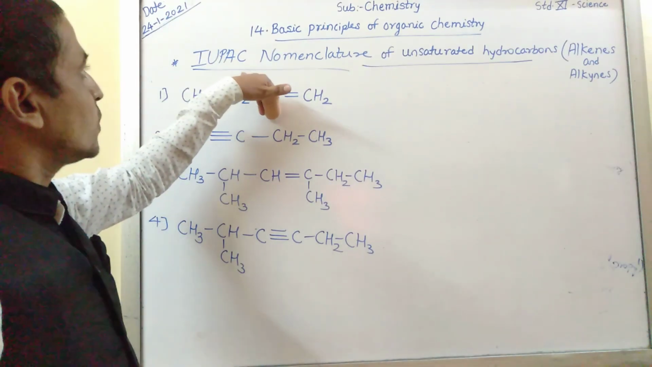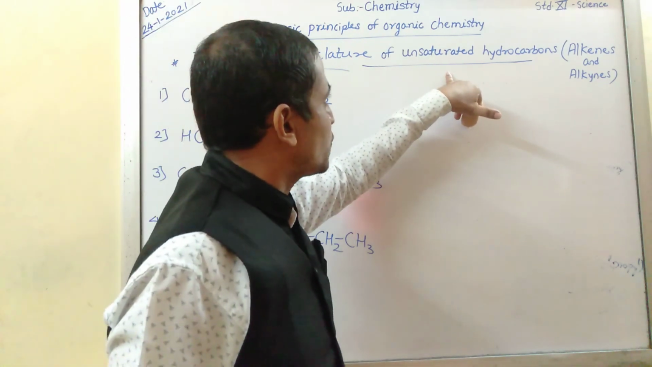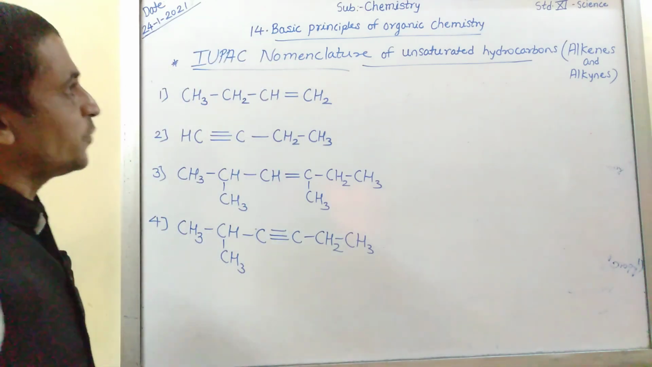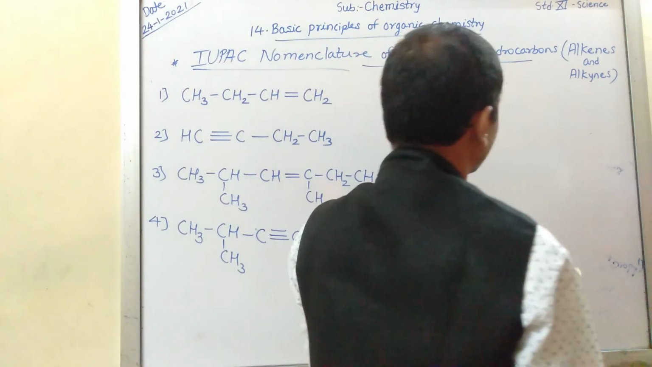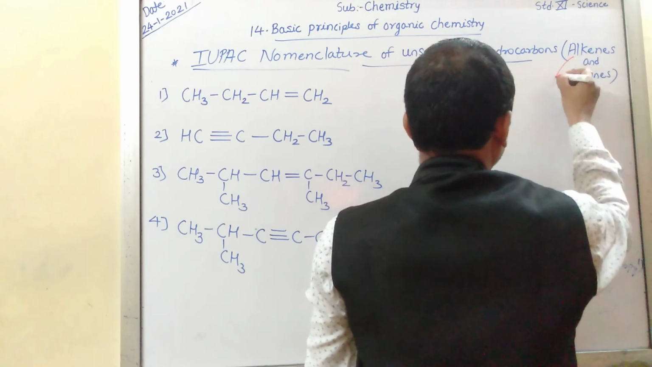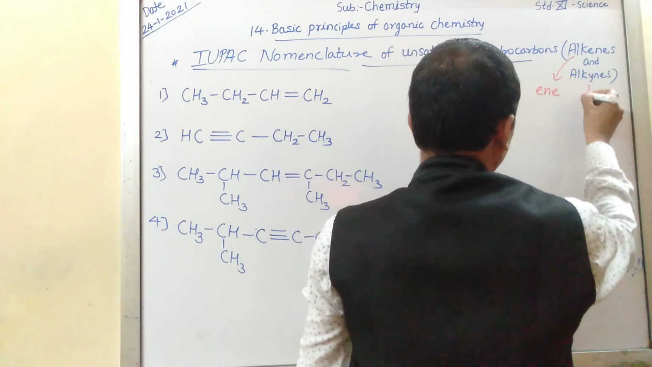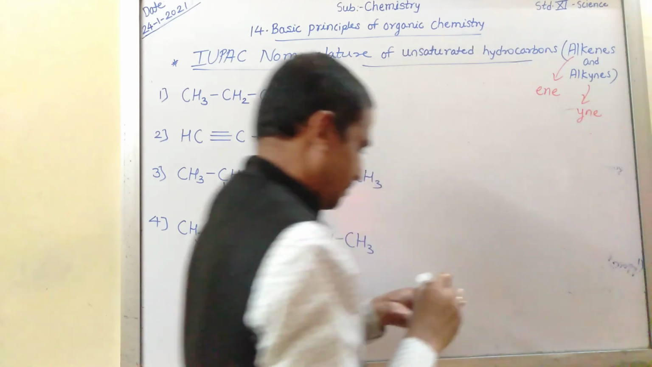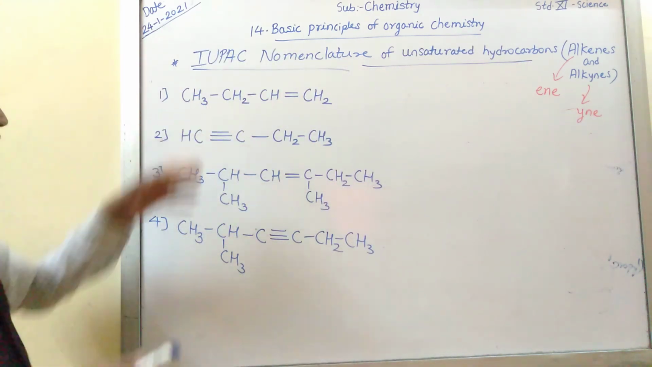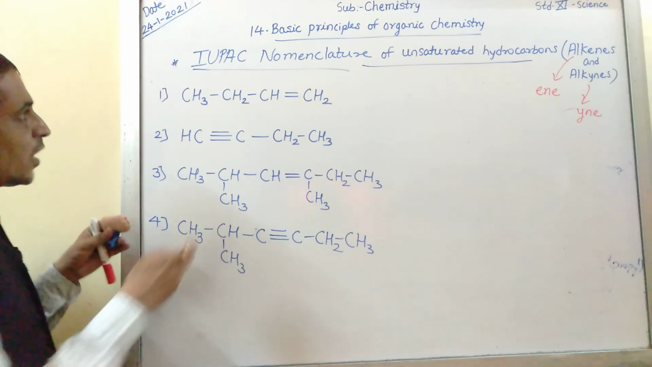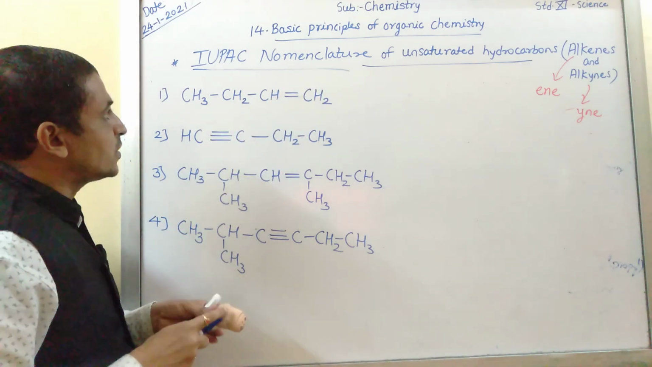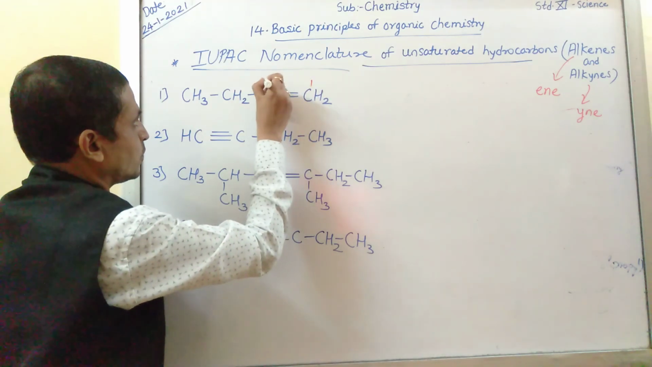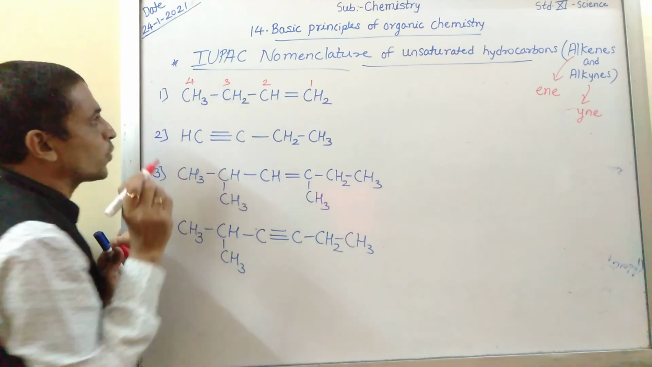Now see, we are going to study IUPAC nomenclature of unsaturated hydrocarbons like alkenes and alkynes. You know that for alkenes we use the ending ENE, and for alkynes we use the ending YNE. You remember this. Now see, for the structure, numbering starts from the carbon atom which is nearest to the double bond. So I put here 1, 2, 3, 4.